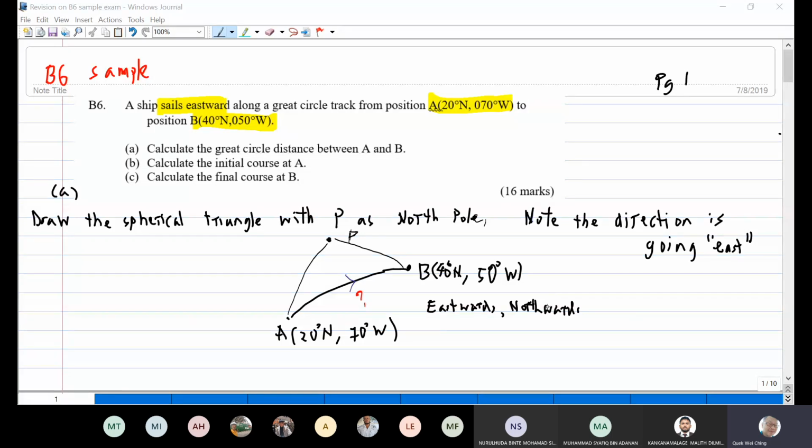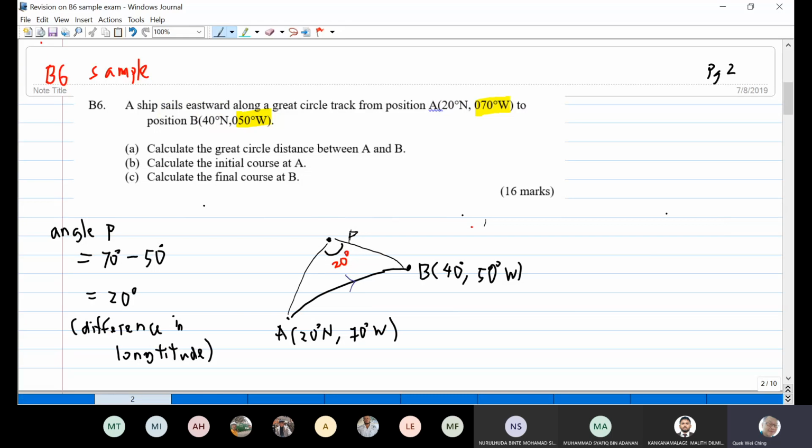So now I try to figure out what information I can get from this triangle. I want to find the distance between A and B. What is the distance now? How to calculate? You need to know what is PA, what is PB, and what is the angle P. So let's try to figure out angle P first.